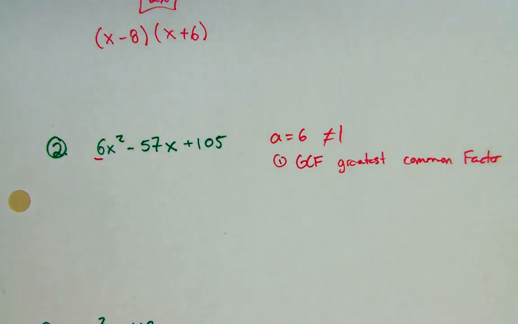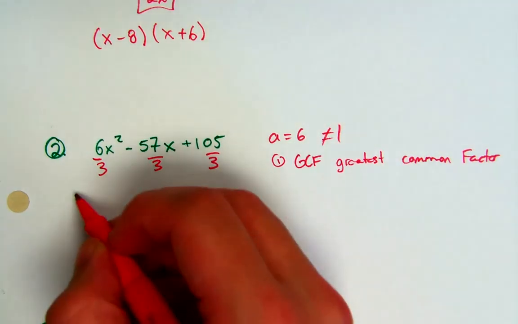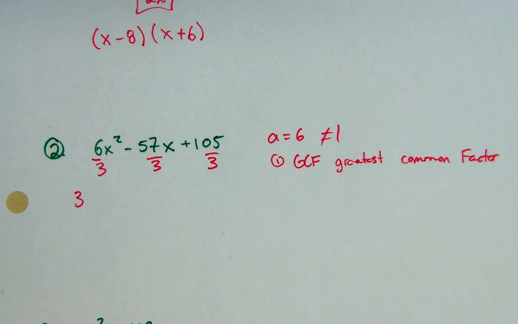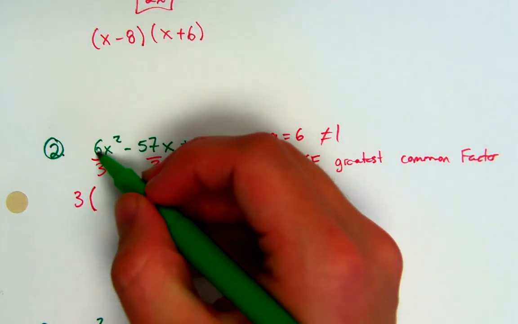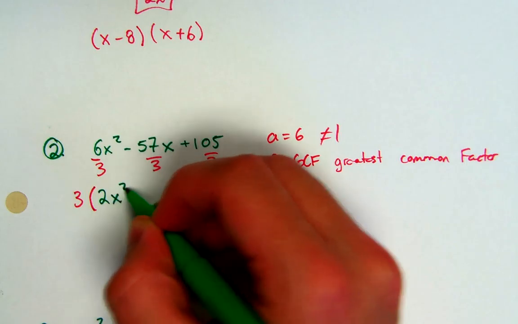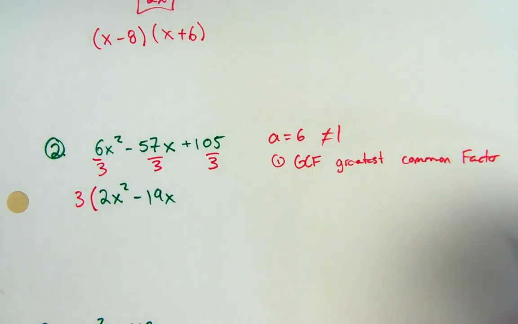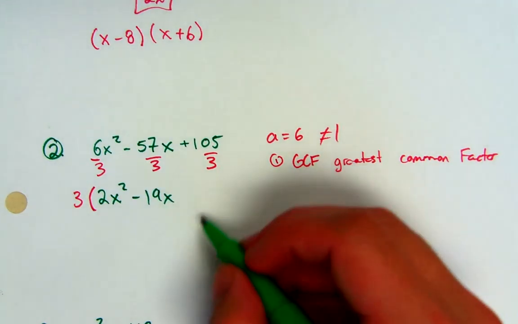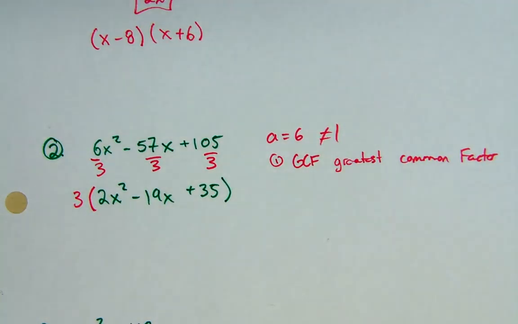So we need to try something else. Well, maybe dividing the whole equation by 3. Let's see if that works. So I divide by 3. 6 divides by 3. 57 divided by 3 is 19. So that works. And 105 divided by 3 is 35. So that works. So take out a 3. What am I going to be left with? Well, 6 divided by 3 is 2x squared. 57 divided by 3, we said that was 19, minus 19x. And 105 divided by 3 was positive 35. So it's whatever's left by dividing by 3.